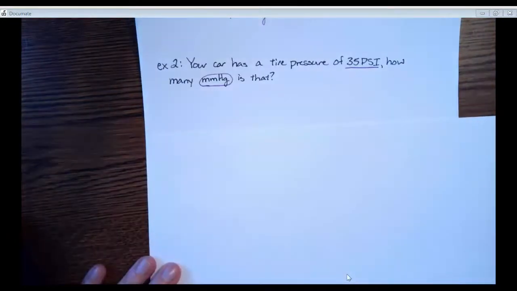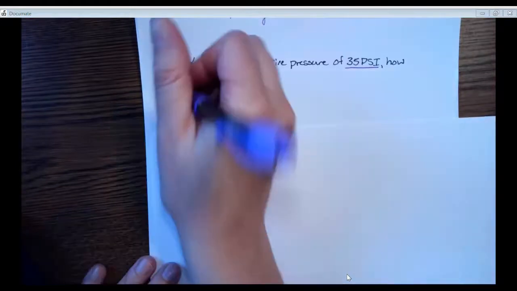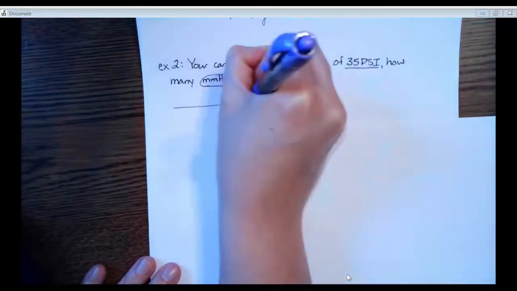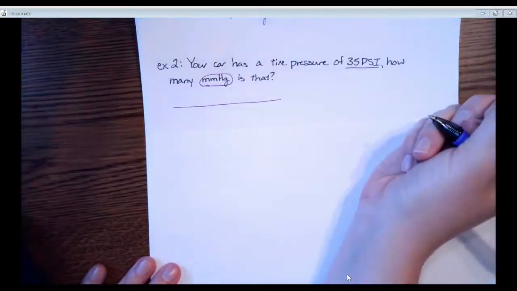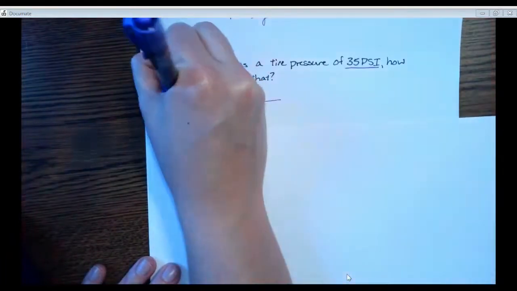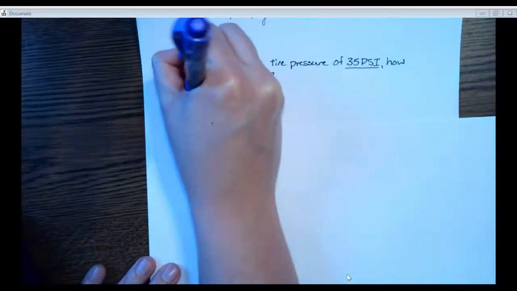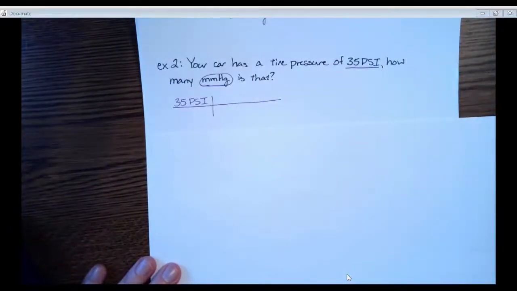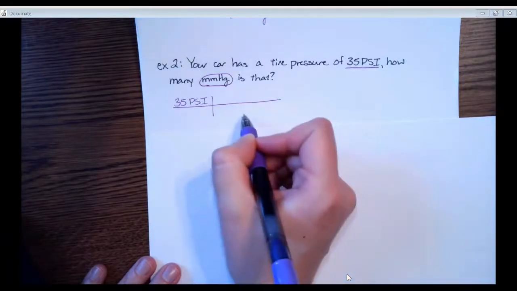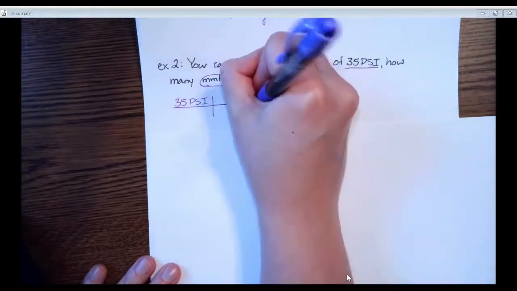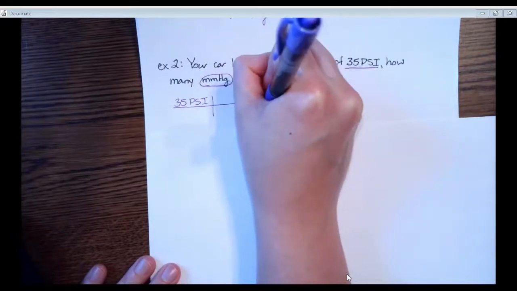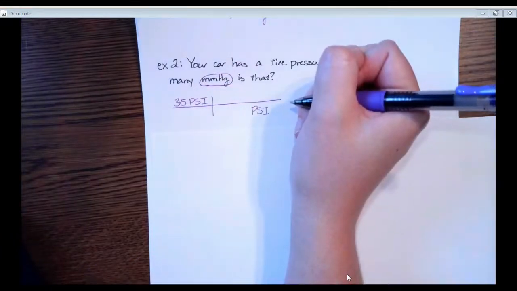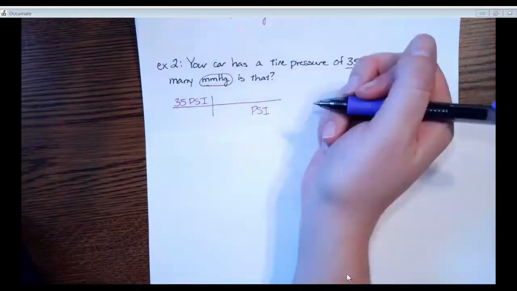If I go ahead, I'm going to start to set up my factor label table. So I'm going to draw my horizontal line. And then my given, which is my 35 psi, goes into the first spot, pounds per square inch. As a reminder, whatever unit I have up top, I need to have the same thing on the bottom.